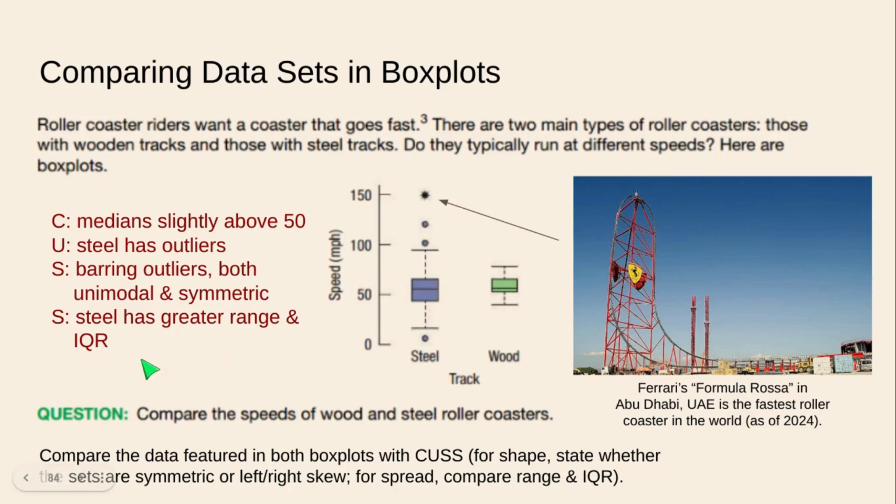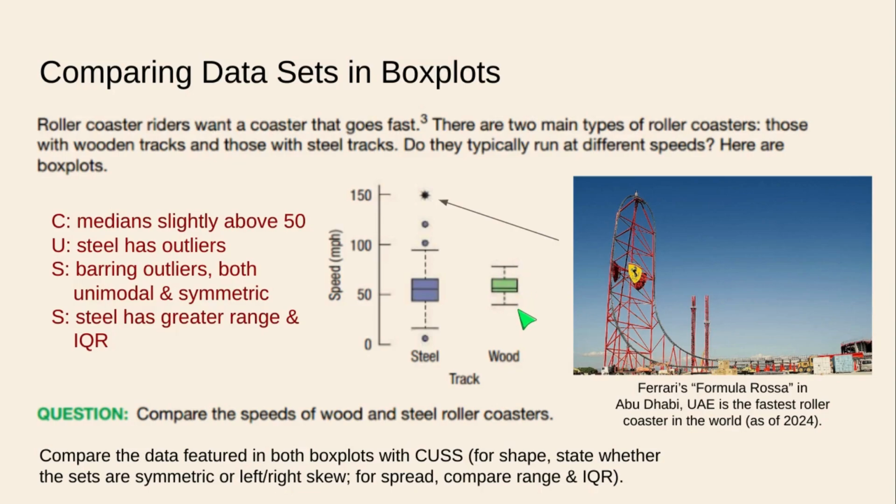Steel has a greater range and interquartile range, much greater range for the steel roller coasters. Interquartile range is also slightly bigger. So our measures of spread, interquartile range and range in general, are both bigger in favor of the steel. Wooden roller coasters are more predictable, all right? They stay within a much tighter range, okay?